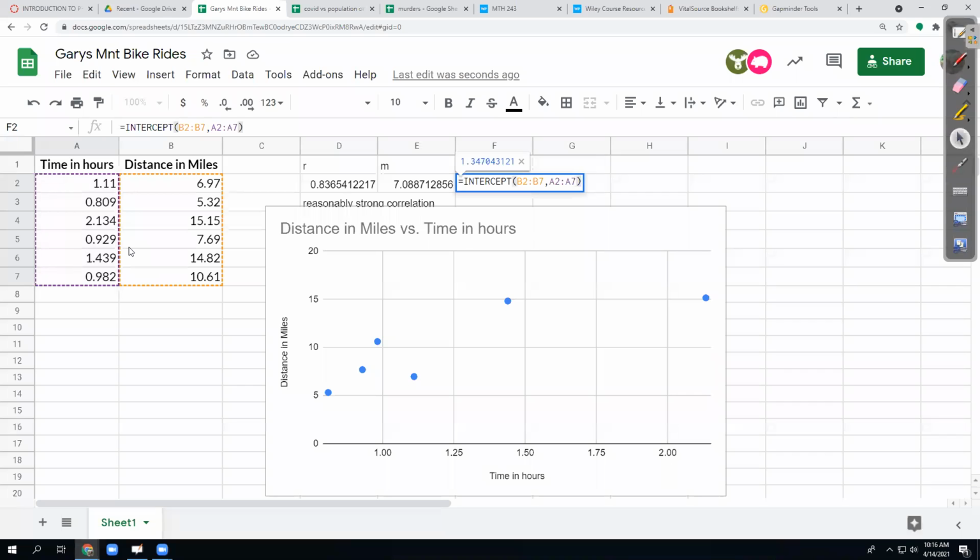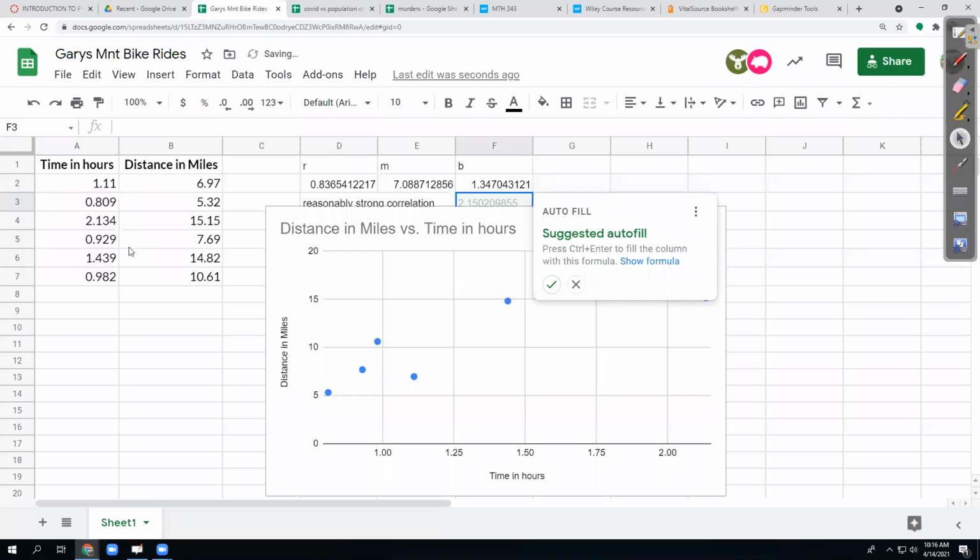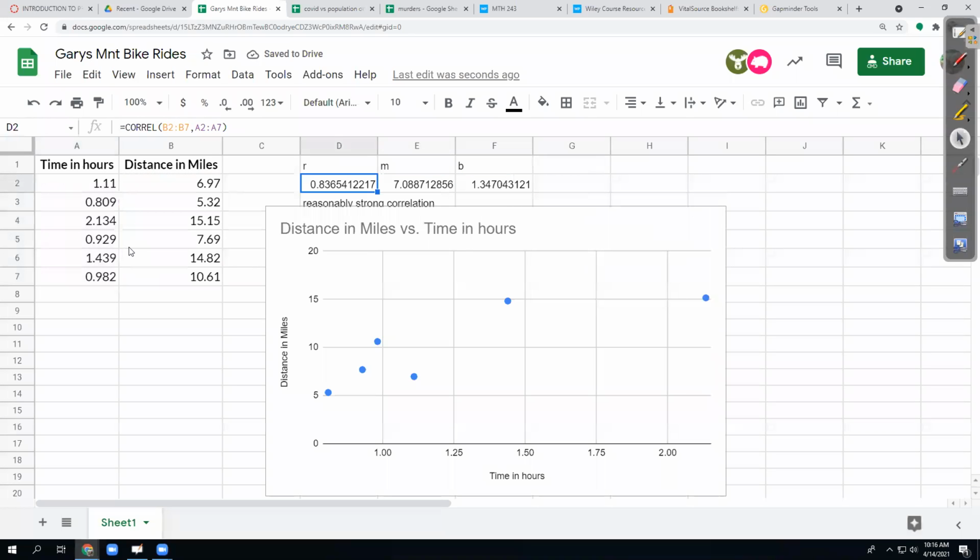Now, just a note on this, for the y-intercept and the slope, you've got to get the order correct of the variables, y and then x. If you don't, you'll get the wrong numbers. The correlation coefficient is more forgiving. It is symmetric. It doesn't matter if you screw that up. So if you get them backwards for correlation, no big whoop, you get exactly the same number. If you get the y and x wrong for the slope and the y-intercept, you get the wrong numbers.